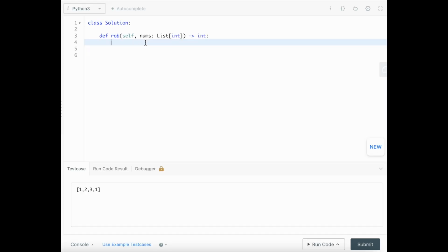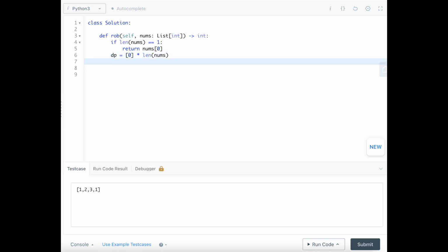Let's solve for the corner cases first. If the length of nums equals 1, then we are going to return nums of 0. So the maximum amount of money that can be robbed from one house is nums of 0. And now we are going to create a DP, dynamic programming array. So I'm going to initialize it with all zeros, and the length is going to be length of nums.